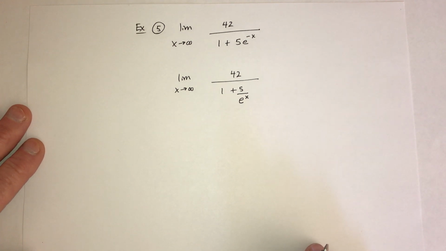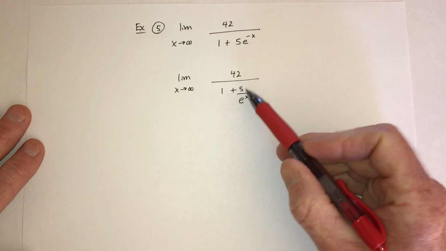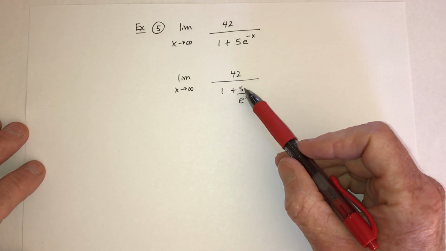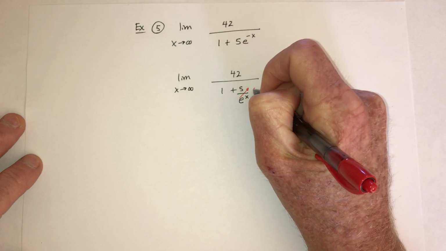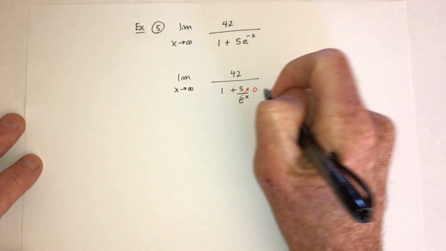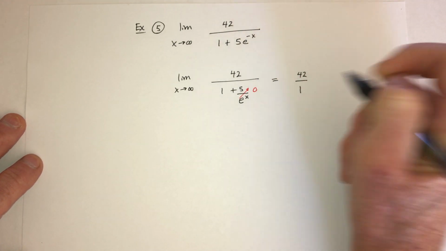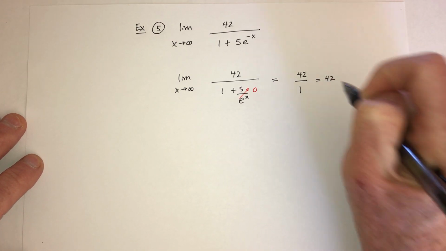And now we're practically done, because e to the infinity is going to be equal to infinity. And that means this one is 5 divided by infinity. And again, 5 divided by infinity is so small that it counts for 0. And so then the answer would be a 42 on top and a 1 on bottom. So the answer is 42.